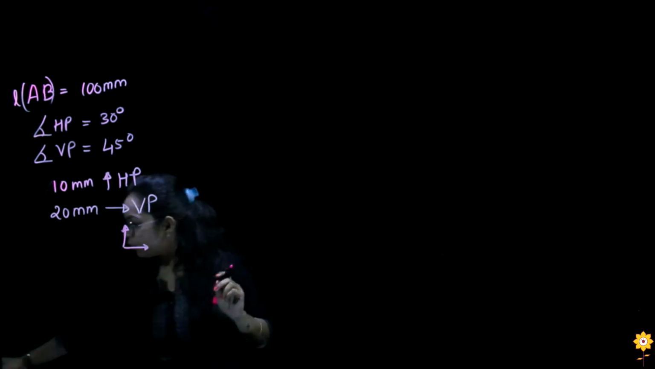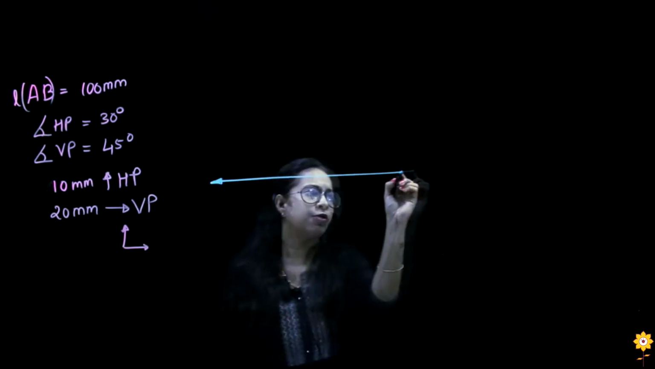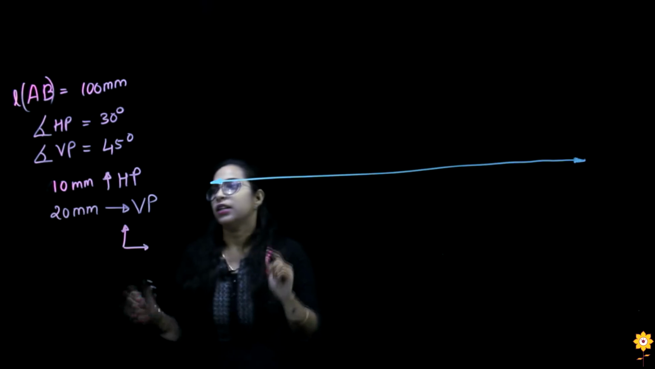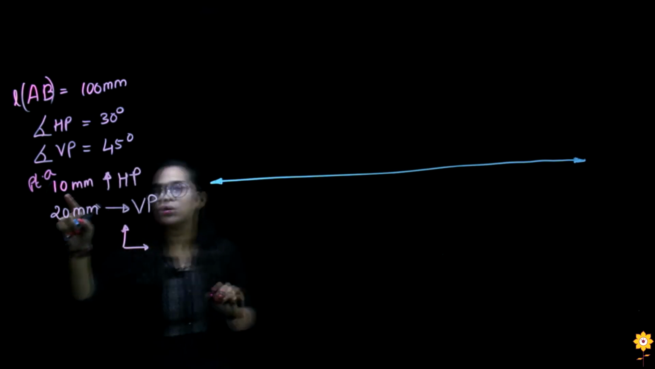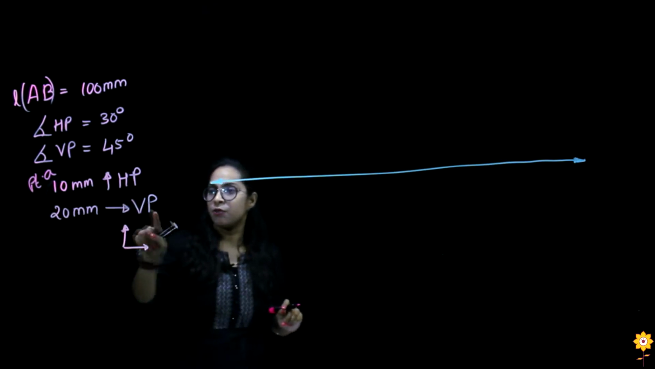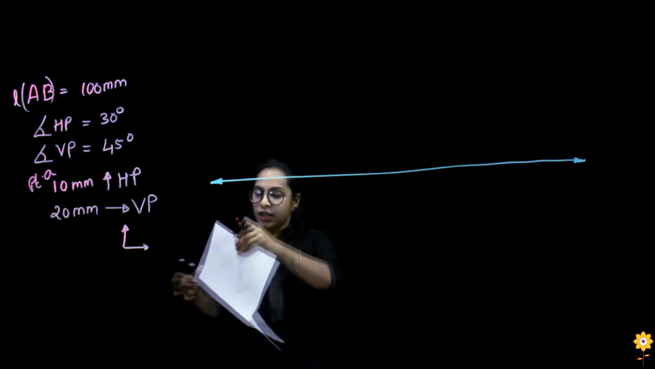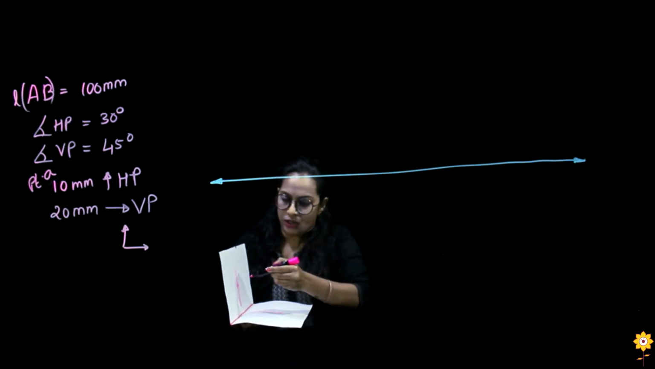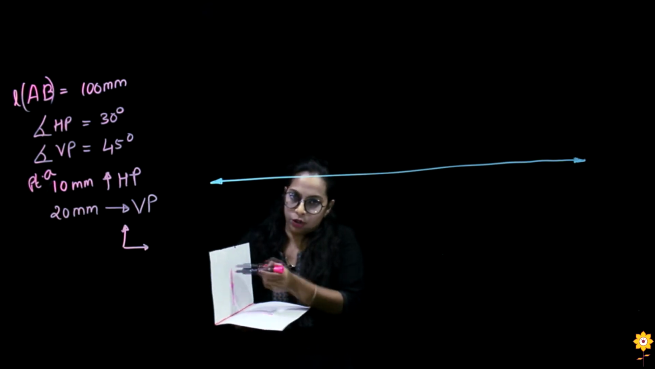While we start to draw, first of all I'll draw my reference line, that is the XY line here. After that, I have the information about point A. This is above HP, so it would be visible in VP, and this is in front of VP, so it would be visible in HP. If a point is lying 10 mm above HP, there is a point here above HP, so it will be from the direction of HP, and you would get that point on VP.